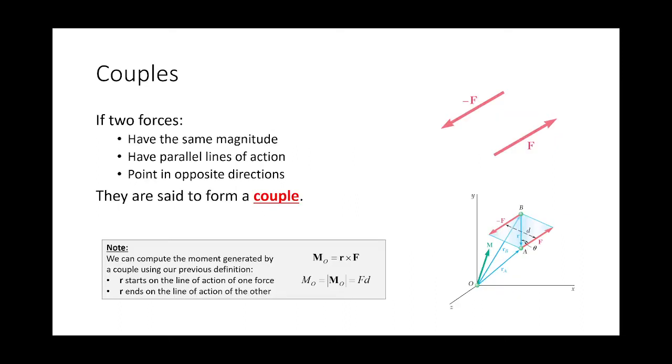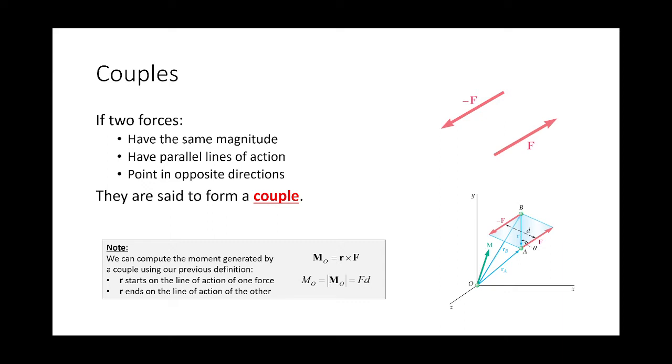Okay, let's talk about force couples. Force couples are a pair of forces, two forces, that have 3 properties. They have the same magnitude, they have parallel lines of action, and they point in opposite directions, okay? So this would be a perfect example of a force couple. It is a particular definition, a particular type of system of forces that we deal with, okay?